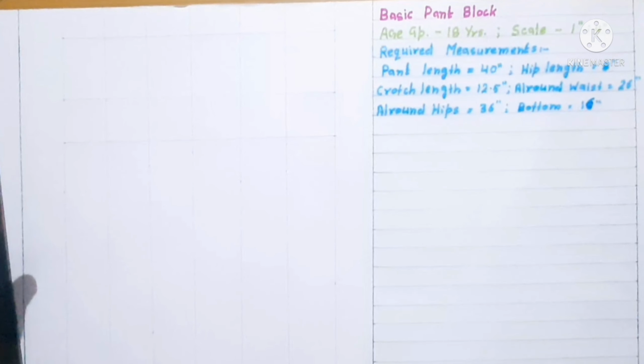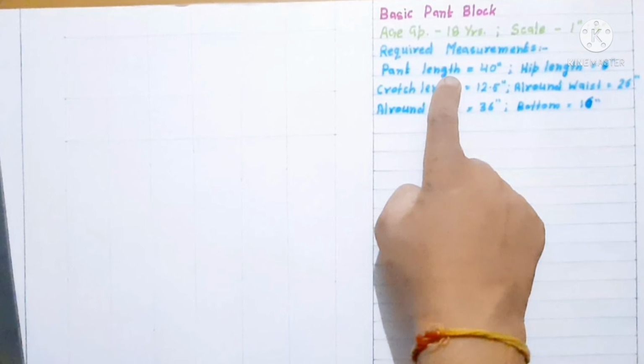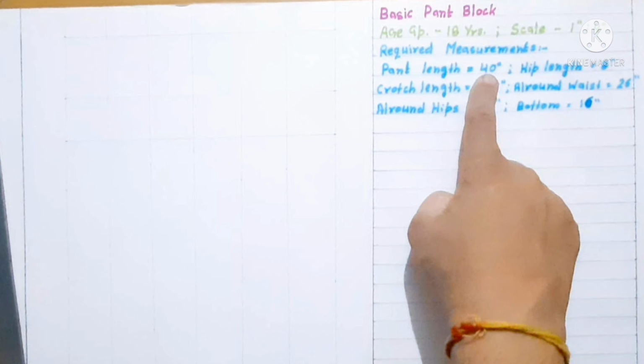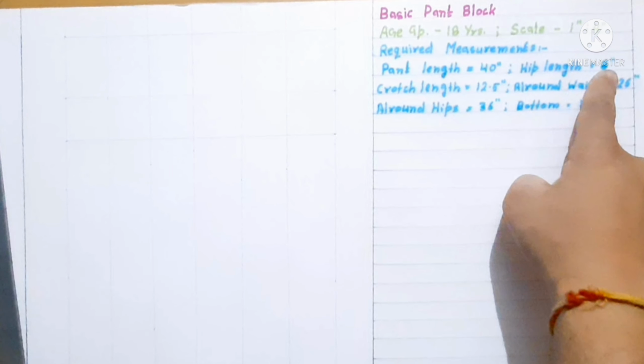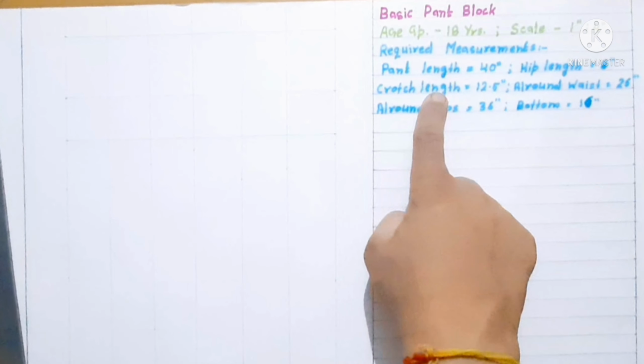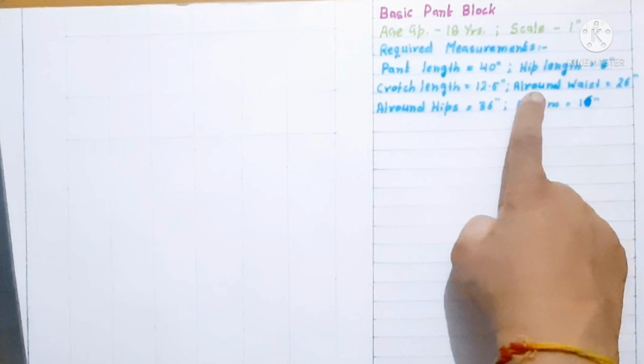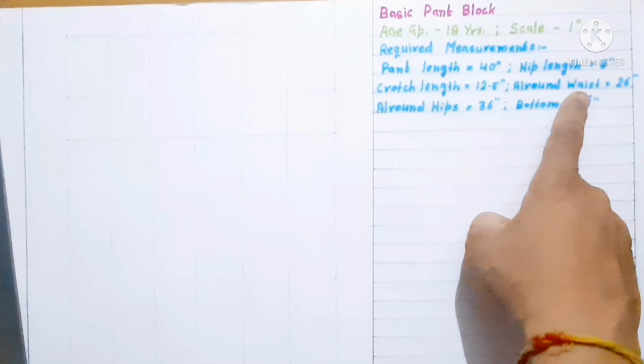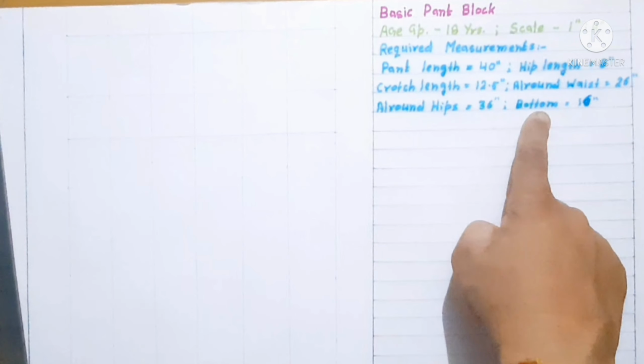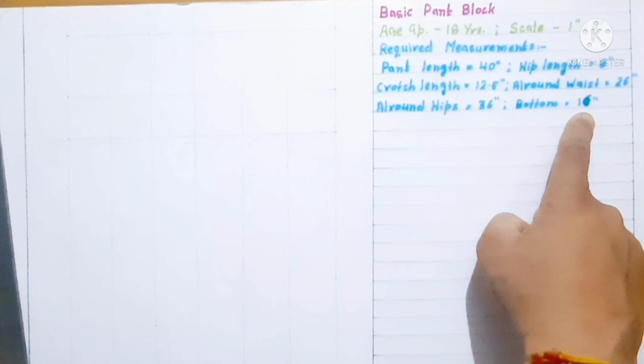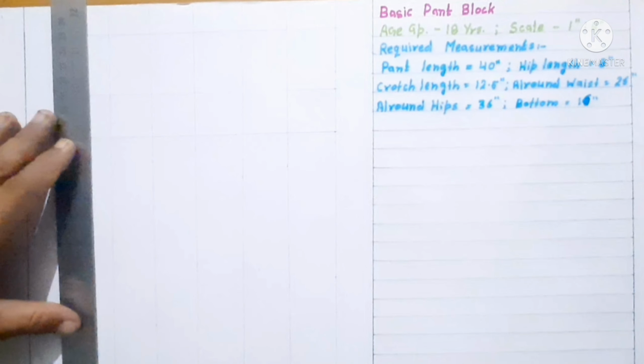The standard measurements that we require are: full length 40 inches, hip length 8 inches, crotch length 12.5 inches, all round waist 26 inches, all round hips 36 inches, and bottom 16 inches. So let's start with the process.